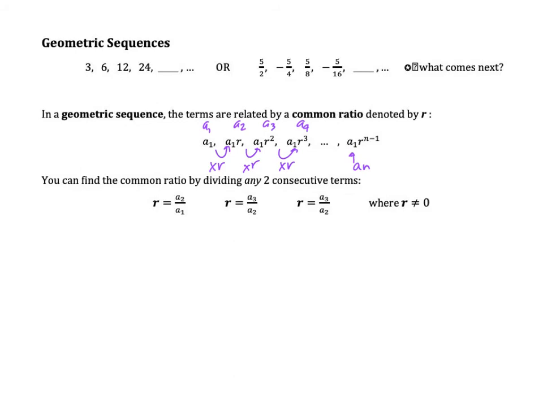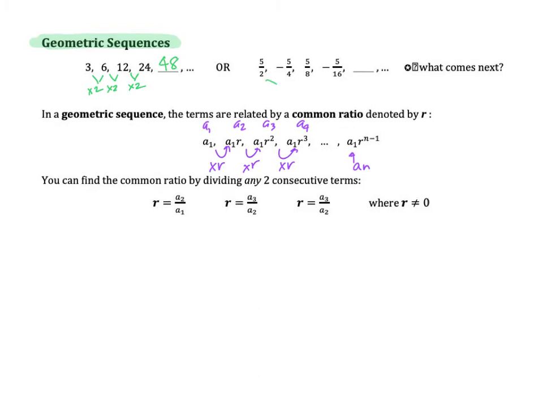All right, now we are on to geometric sequences. So what is a geometric sequence? Well, how are we getting from 3 to 6? How are we getting from 6 to 12? How are we getting from 12 to 24? Hopefully you're saying to yourself, I'm multiplying by 2, so the next number in that sequence would be 48.